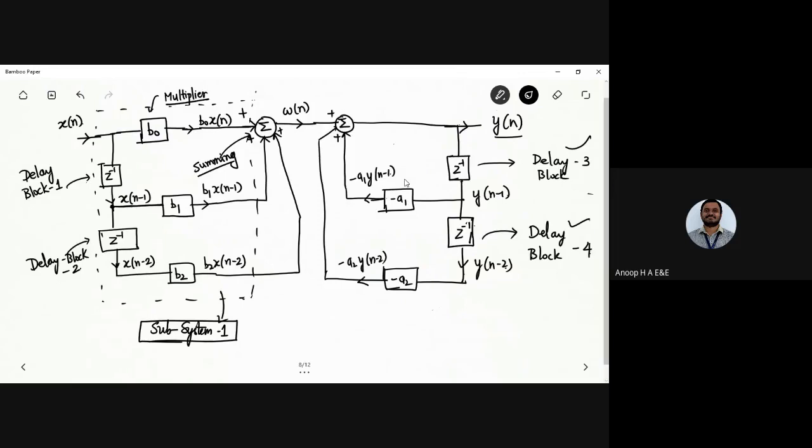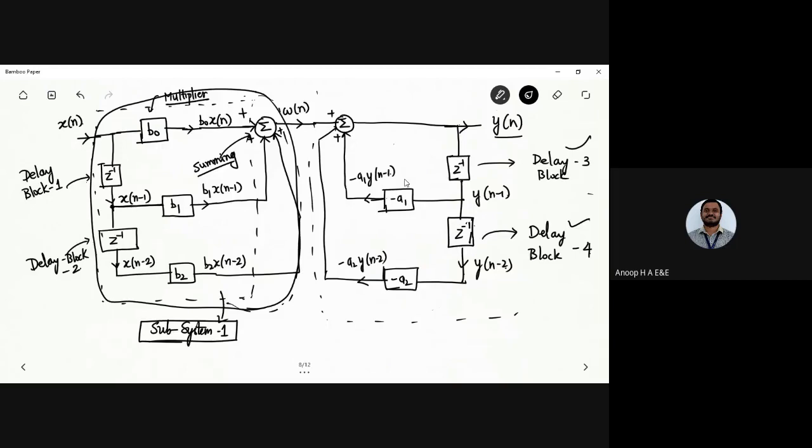Okay, I've used two delay blocks here. So this entire thing which comes to subsystem 1, along with the summation that is there, I can just model inside a block. I can just write it as system 1 like this.